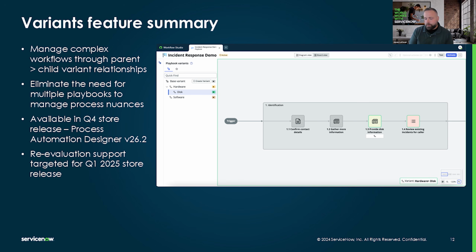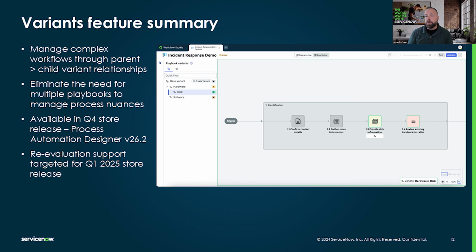And so in runtime, in this screenshot here, I've got an incident response process. I've got a couple of variants relating to hardware and software. In runtime, when you create the record that's going to trigger this playbook to run, the engine will evaluate attributes about the trigger record. And so if we've collected information such as we've got an incident and the category is hardware, subcategory is disk, you can present that base playbook and any disk specific activities that need to be completed for this particular incident. So it really gives you ease of configuration.